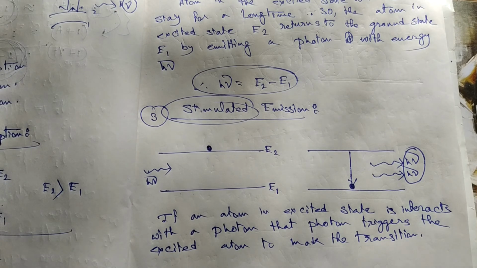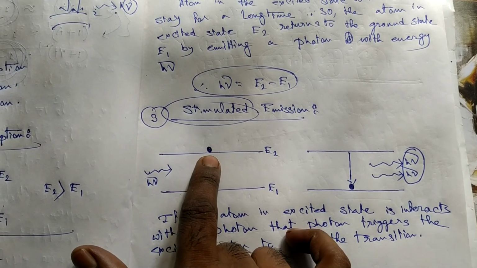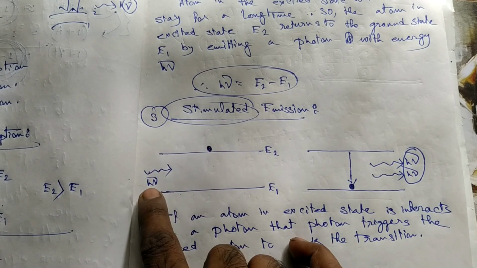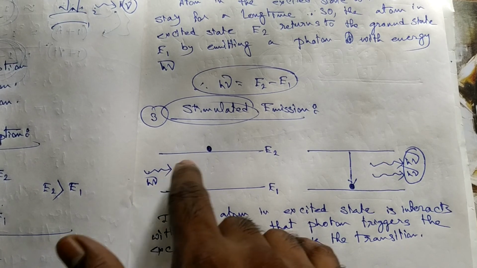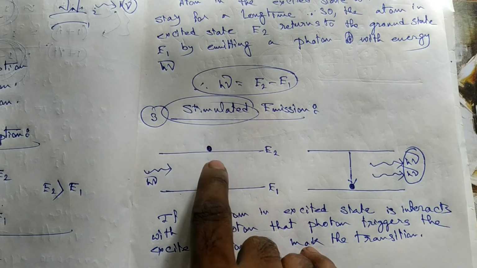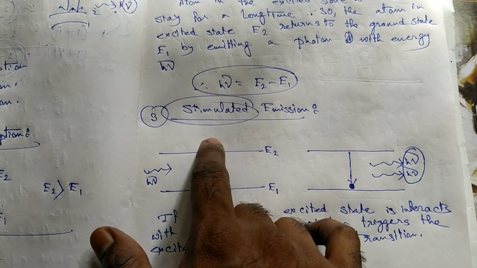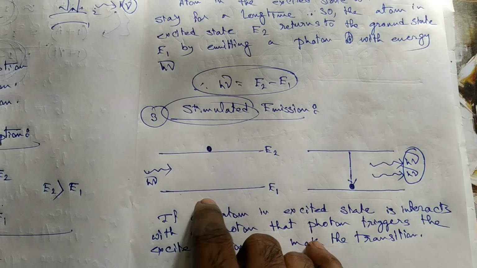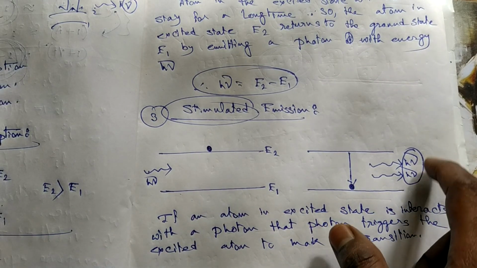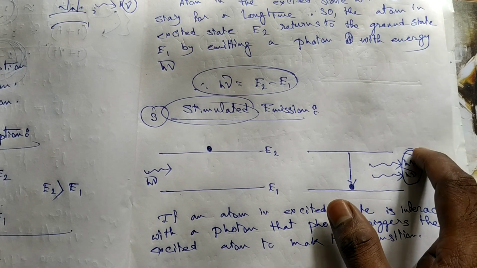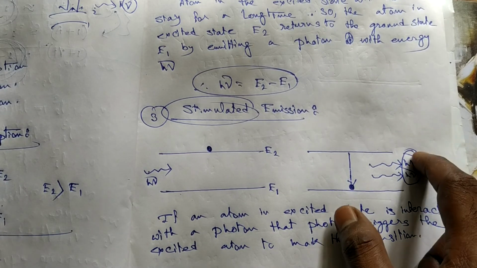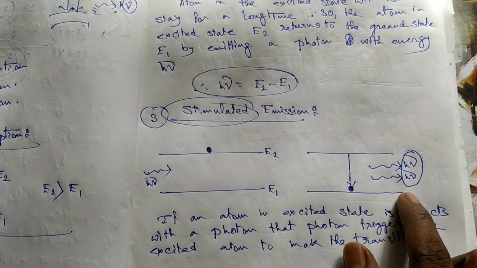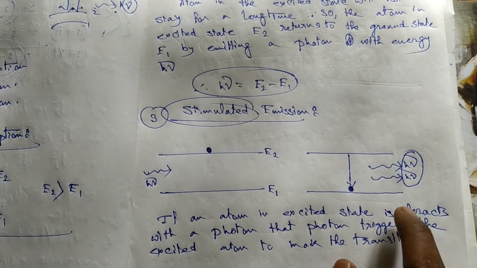Another thing is that when this photon triggers this electron, the frequency of the released energy for the transition of this electron from the higher state to the lower state is also equal. That means the phase difference between these waves is very negligible. That means the frequency is almost equal and the phase is almost the same. So the intensity of this light is much higher than any ordinary emission, and such a process is known as stimulated emission.